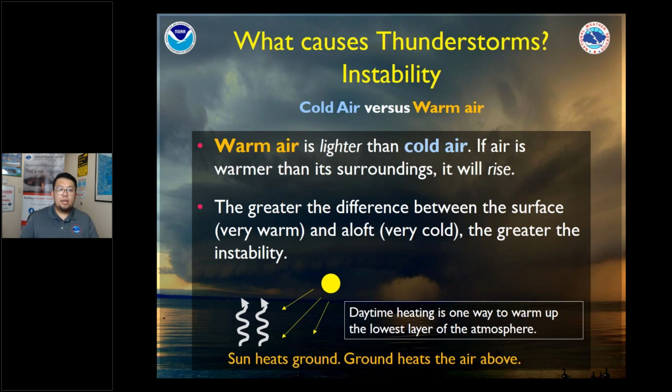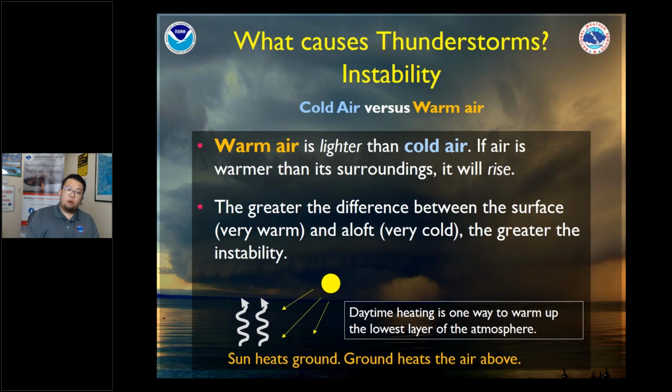The next thing we have to worry about is instability. That's the next ingredient. And instability really is essentially just cold air versus warm air. And that's all you really need to take away from this. Warm air is going to be lighter than cold air. So think of a pocket of warm air like a balloon, and cold air is the air surrounding it. That balloon is going to be a little bit lighter than the air surrounding it, and it's going to start lifting. It will rise. So warm air is going to be lighter, and it will rise if it's put into an area of cold air. And the greater the difference between the surface temperature, which is going to be very warm, and the temperature aloft, or many thousands of feet overhead, the greater the instability.